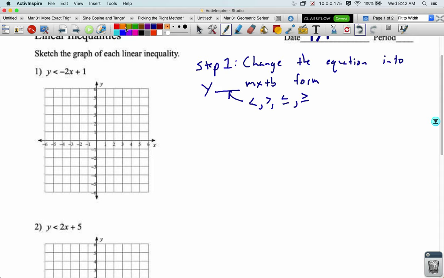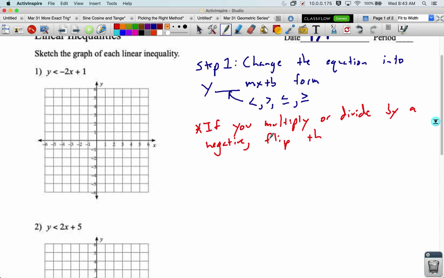All right, step two. Well, there's an important note here. When you're changing the equation into that form, let's remind ourselves: if you multiply or divide by a negative, flip the inequality. So we learned this back when we were solving inequalities. It's very important when graphing too, or your graph will come out wrong if, when you are changing your equation into the mx plus b form, you don't flip the inequality when you need to.